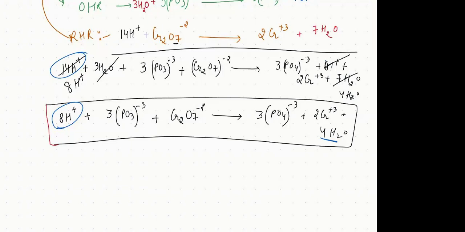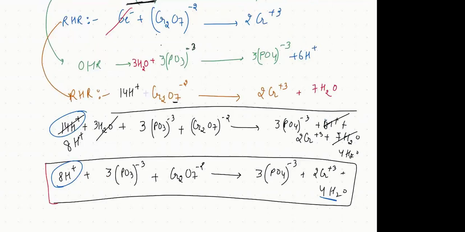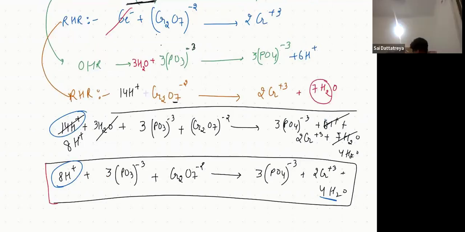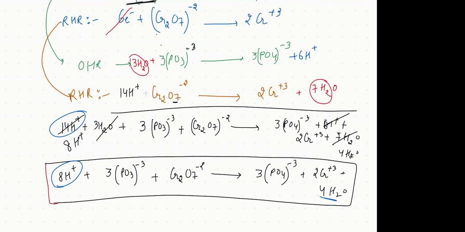When you added up the equations, understand. When you added up the equations, what did you get? You got 14H+. Yes. And from the other side, you got 3H2O. So after adding both the equations, I got 3H2O on this side. So I had this equation, right? And in this equation, you understand, reactant 3H2O was there and the product 7H2O was there.